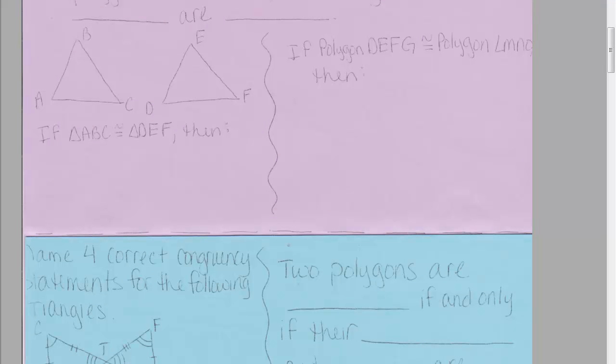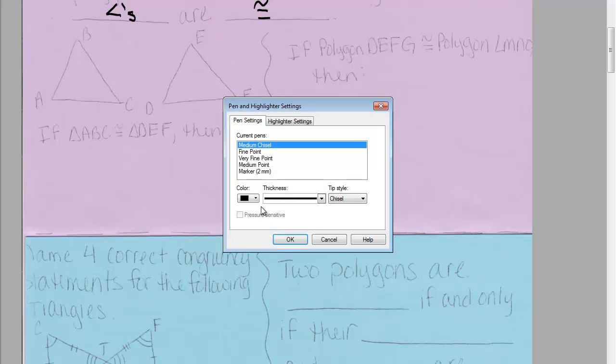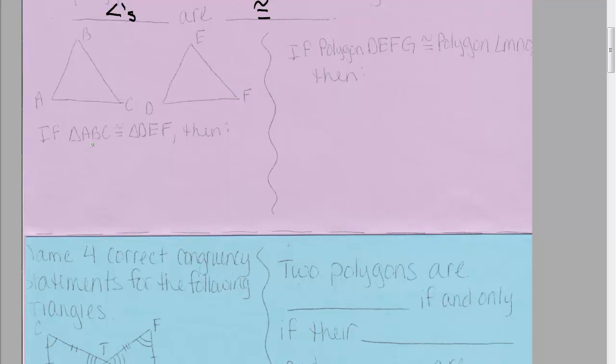This first part is just a definition. If polygons are congruent, of course you can write out congruent, but I prefer symbols. So if polygons are congruent, corresponding sides and angles, again you could always write that out, are congruent. On the left is our first example, and it says if triangle ABC is congruent to triangle DEF, then we're going to write a bunch of congruent statements.